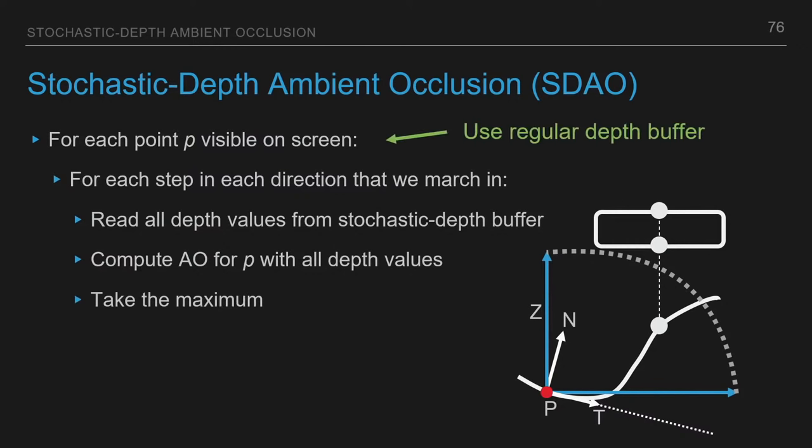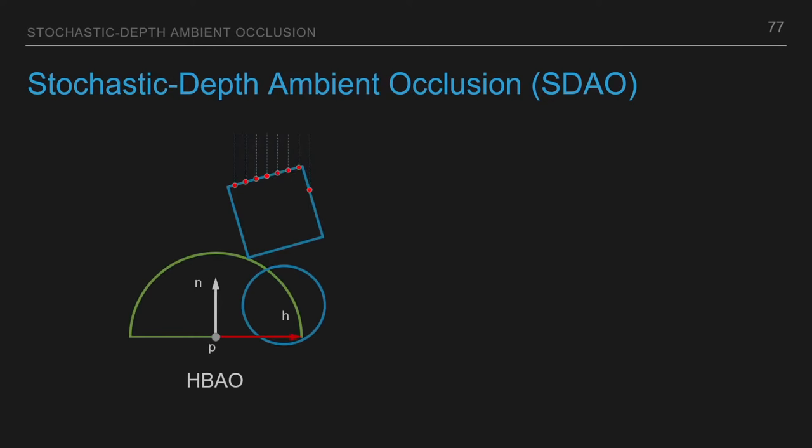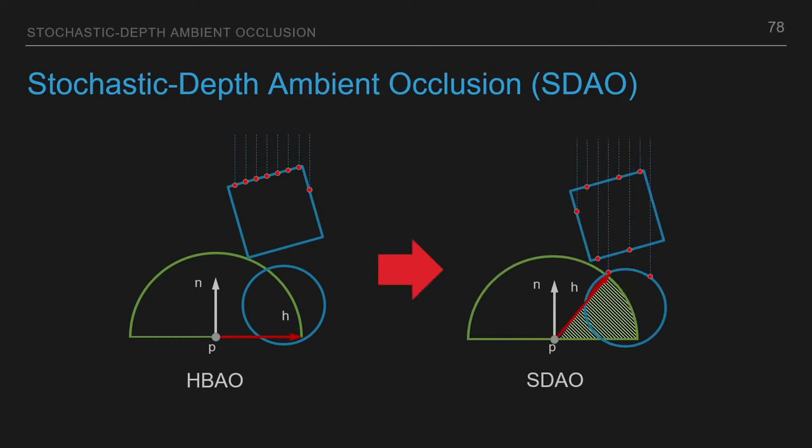Note that we use a regular depth buffer instead of the stochastic depth buffer to determine the points for which we want to compute the ambient occlusion. The regular depth buffer only stores geometry visible on screen, and while we want to take the geometry into account when computing the ambient occlusion, we don't want to compute the ambient occlusion for geometry not visible on screen. So when there is occluding geometry resulting in missing occlusion with traditional screen space techniques, stochastic depth ambient occlusion allows us to sample from multiple depth layers to compute the correct ambient occlusion.